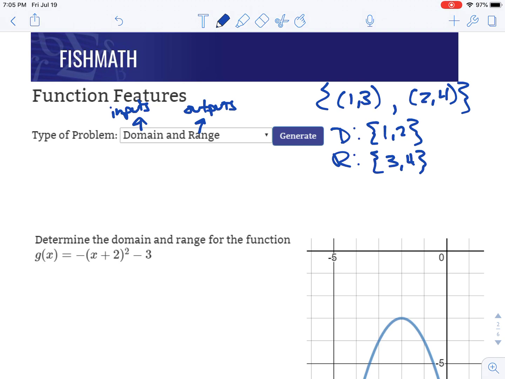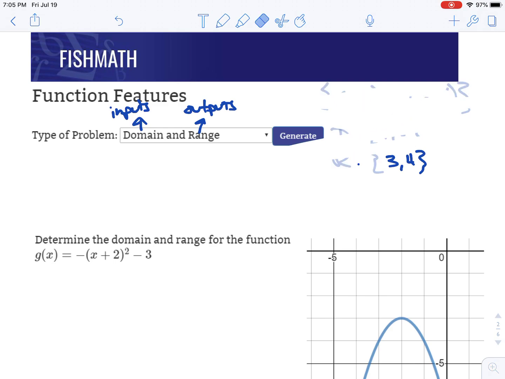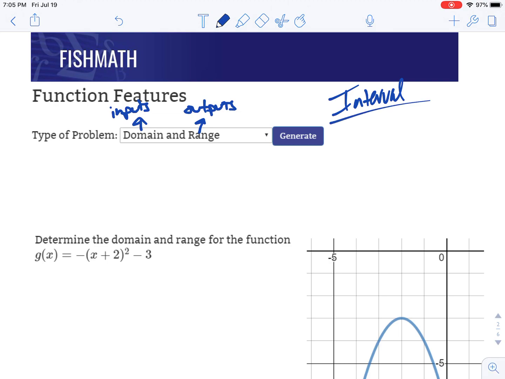For graphs that are continuous, more than just 2 points, we're going to have to use intervals to show all of the x's and all of the y's. So we've got different ways to write these intervals. We've got what we call interval notation, and then we've got inequality notation.